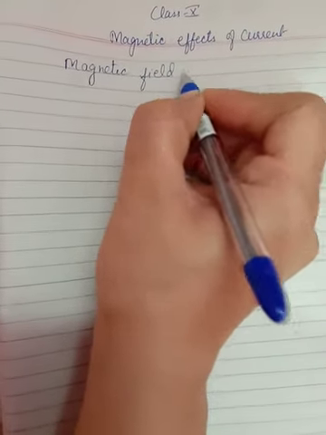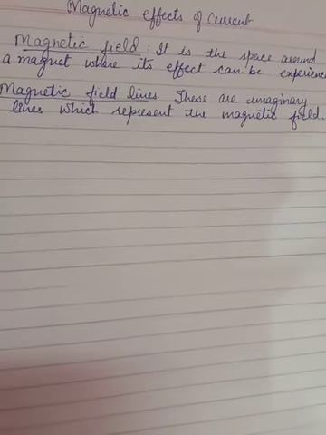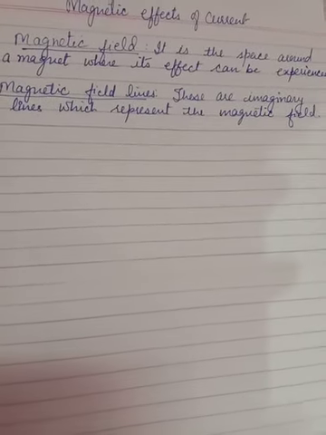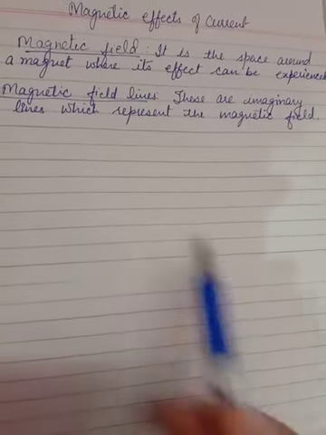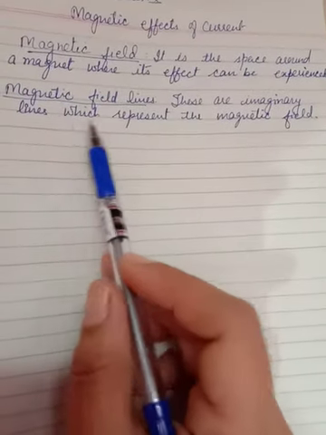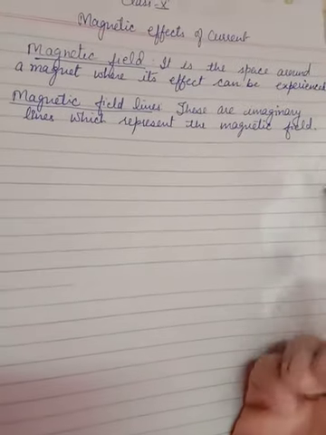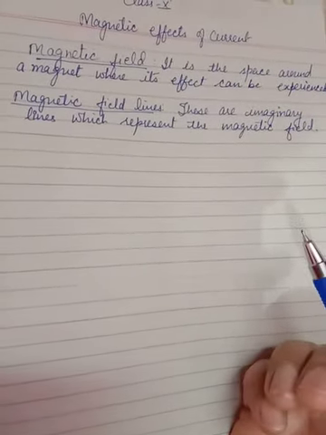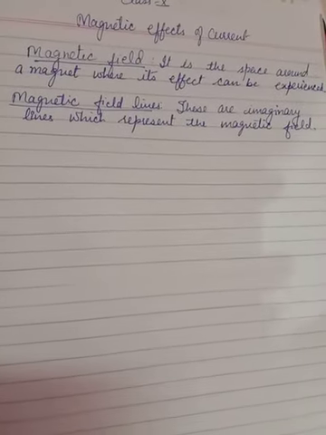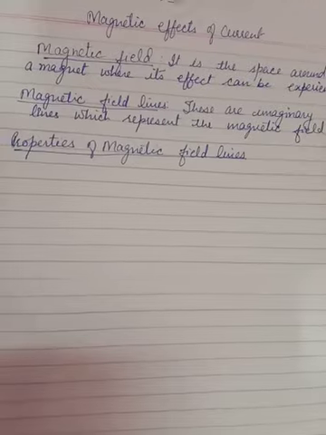Magnetic field. Okay, so magnetic field is basically the space around a magnet where its effect can be experienced. So we can define magnetic field as the space around a magnet where its effect can be experienced. And the magnetic field lines are imaginary lines which represent the magnetic field around any current carrying conductor or around any other magnet. Okay, so now we will discuss the properties of magnetic field lines.